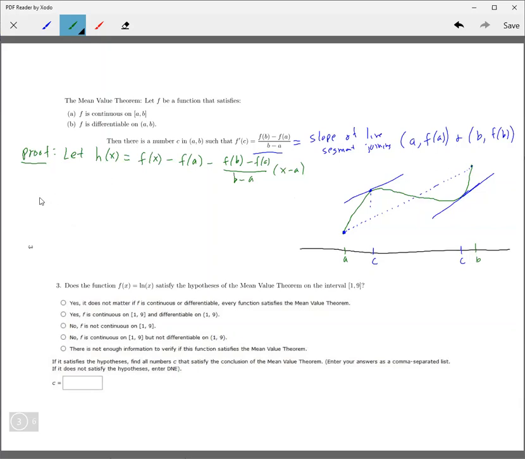Okay, and then the first thing you do is you calculate this. h of a is, you put an a in here, this is going to be f of a minus f of a. That goes away. That goes away. So it's just going to be 0, right? And h of b, this is going to be f of b minus f of a, right? And this is going to be b minus a. Those will cancel. And you basically have f of b minus f of a minus f of b minus f of a. So that's also going to be 0. Okay, so h satisfies Rolle's theorem.